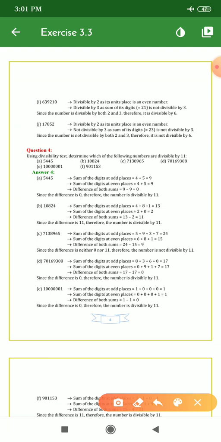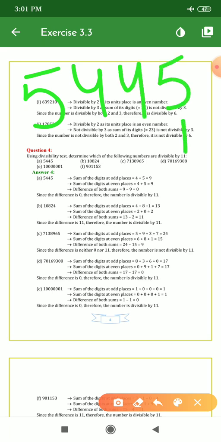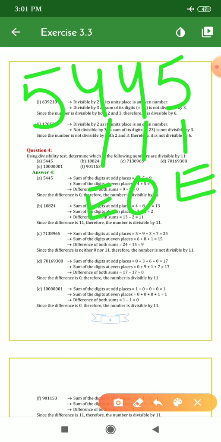You can take any number, even or odd, but they should not be simultaneous. One after another should not be the same. It should alternate: if one is even, the other should be odd. Then even, then odd, then even, then odd. I am taking 5445. It is even, I am taking. This is odd, I am taking. This is even. This is odd.